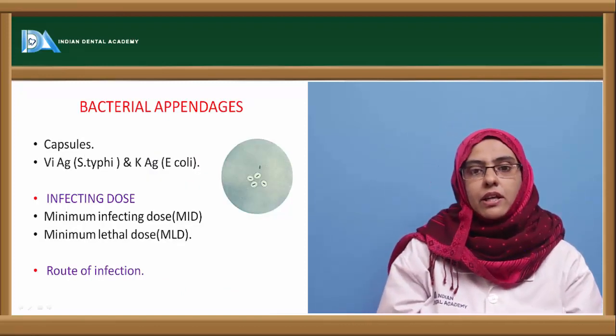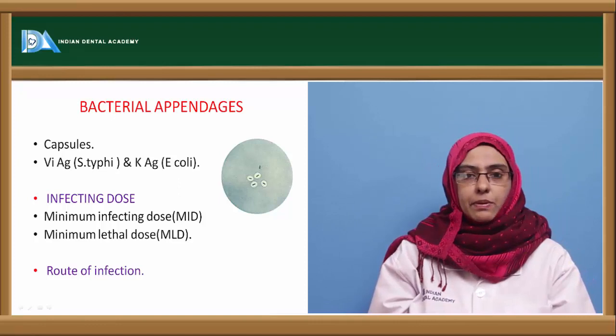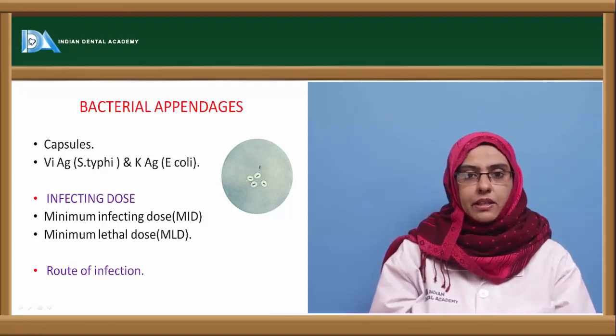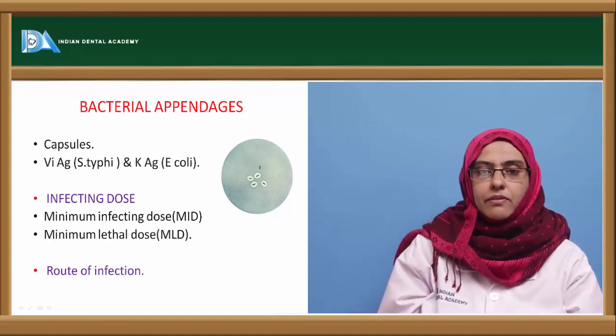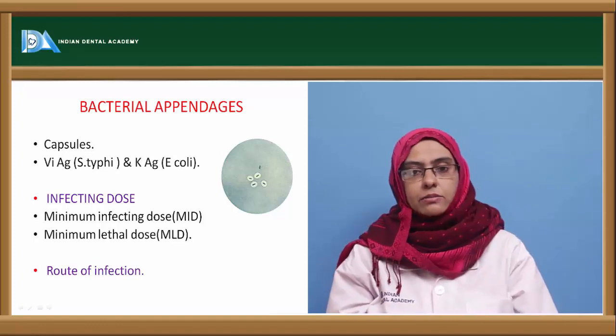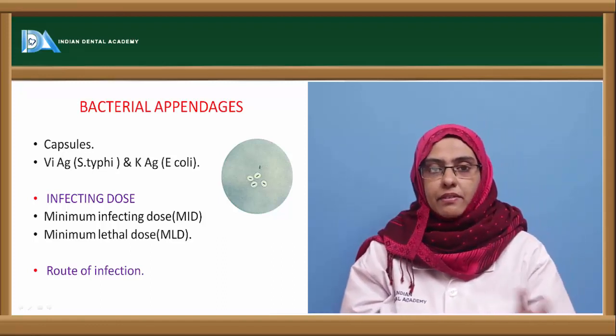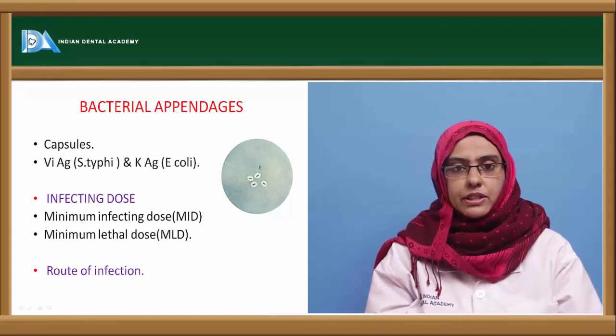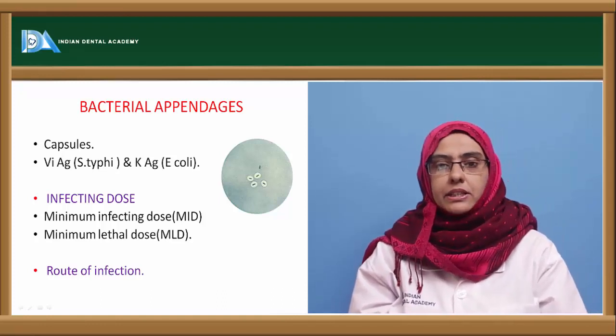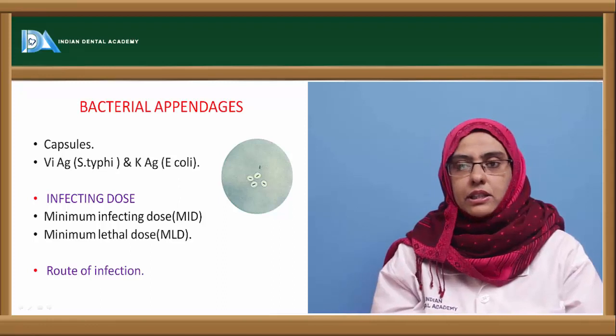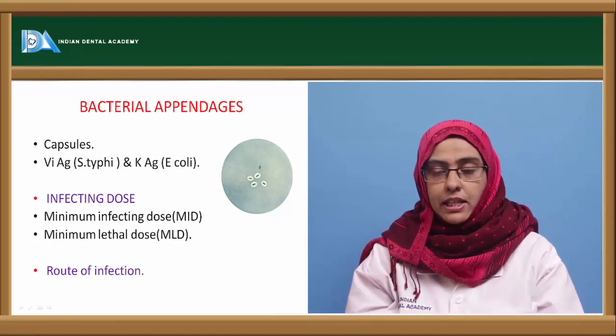Apart from that, we also have bacterial appendages that prevent the organism from being phagocytosed. An example is capsules. Capsulated organisms are said to be more virulent than non-capsulated bacteria because they can prevent phagocytosis by the macrophages. Other types of appendages are seen in Staphylococcus and Salmonella typhi and E.